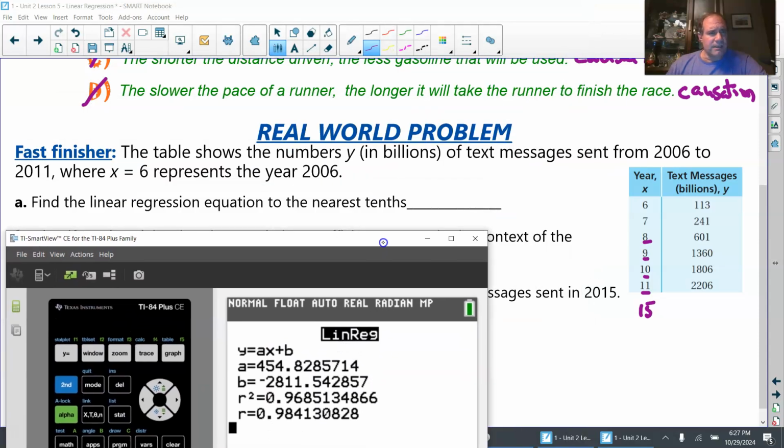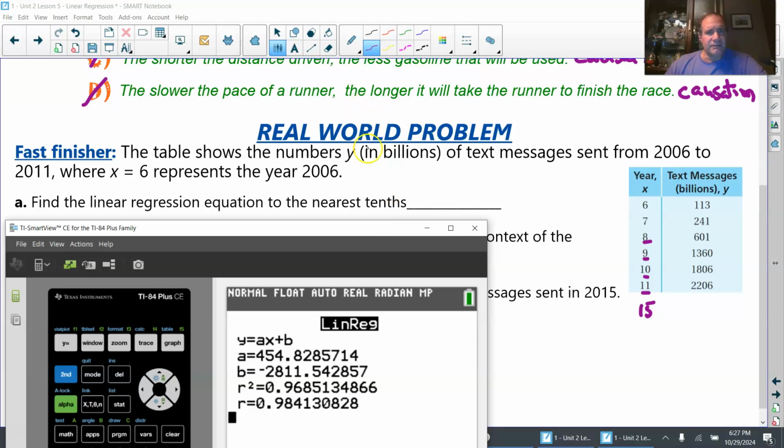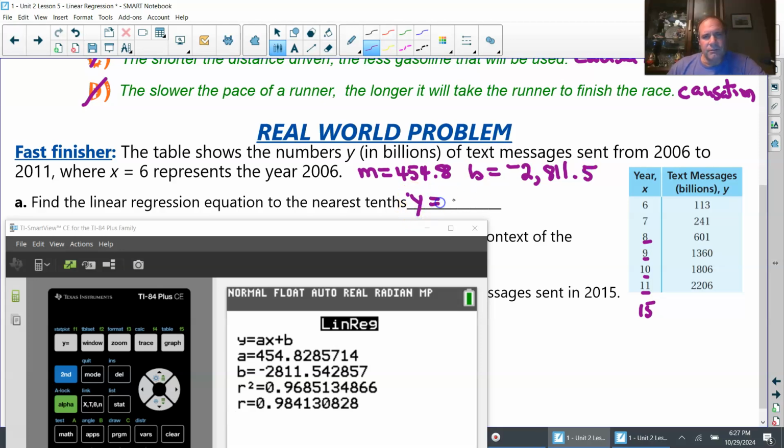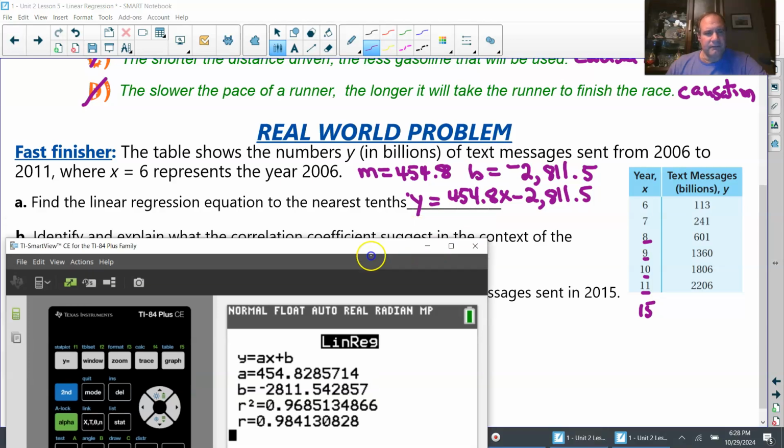So I'm just going to go down here, find the linear regression equation to the nearest tenth. I'm just going to put M because I like to put the M down. 454.8 to the nearest tenth is 0.8. And then the b itself is negative 2,811.5 to the nearest tenth. So the linear regression equation is y equals 454.8x minus 2,811.5. All right, that's the linear regression equation.